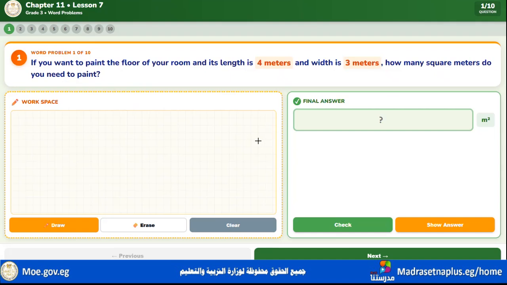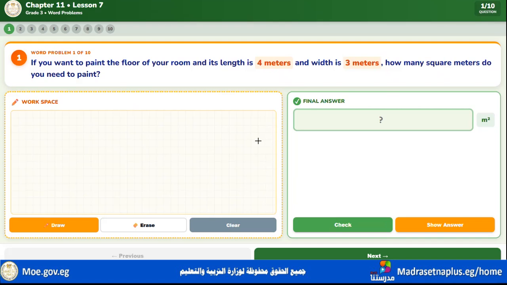Lesson 7 in Chapter 11. About what? About problems relative to what? To area and perimeter. Something in your life, at school, at home, with your friends, with your mom. Yes, this is called a story problem or word problem about area and perimeter.